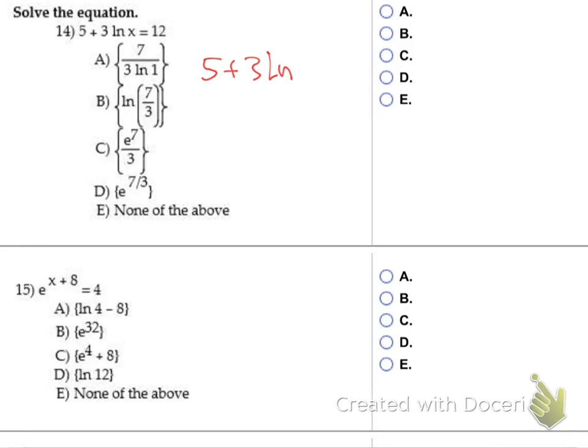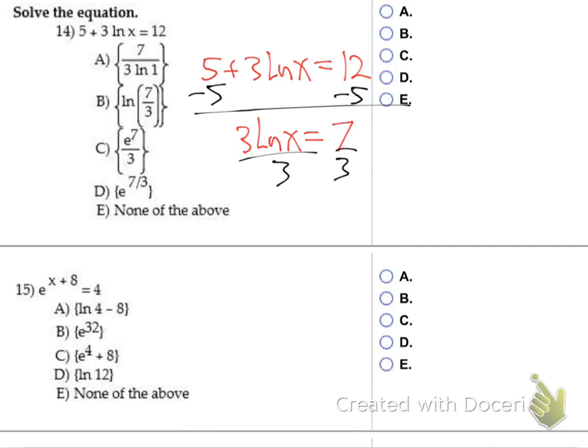5 plus 3 ln x equals 12. So how do we solve for x there? First step, subtract 5. And then we get 3 ln x is 7. Next step, divide by the 3. So we get ln x is 7/3.